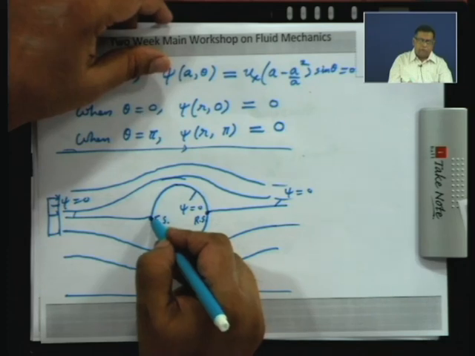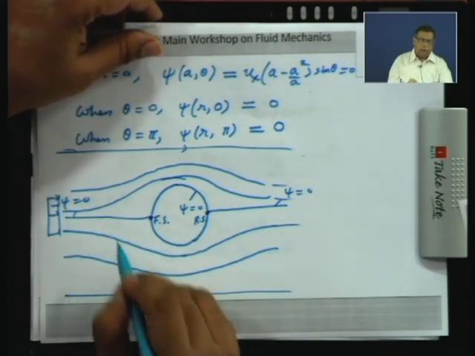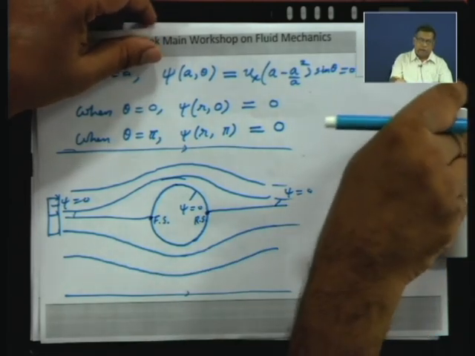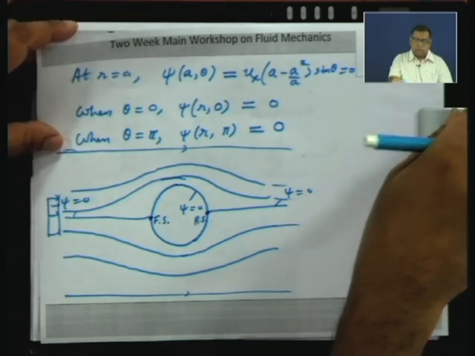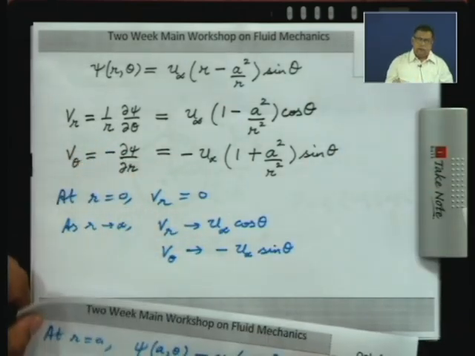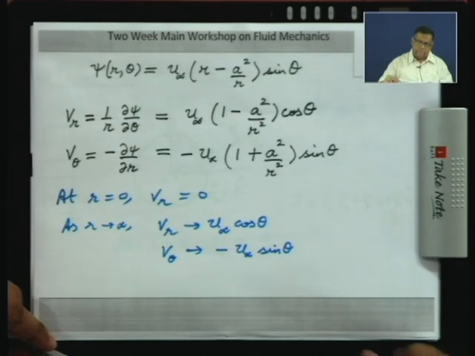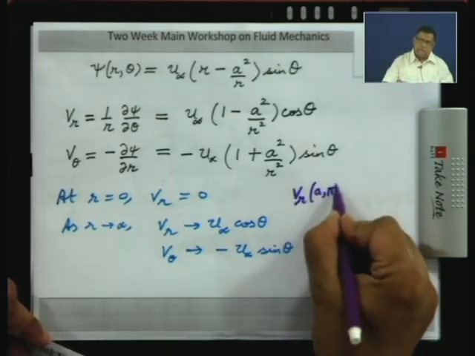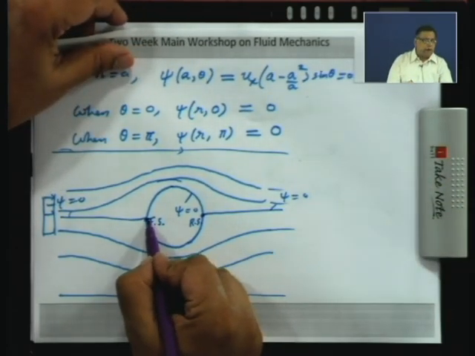Now, let us find what is the stagnation pressure here. We know that Bernoulli's equation will apply along a streamline, and can be applied between any 2 points. Now, we have found the expressions for V r and V theta. So, let us look at V r and V theta of a comma pi. Those are the polar coordinates of the forward stagnation point.